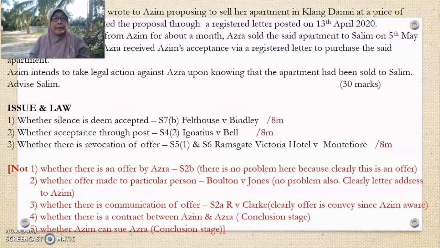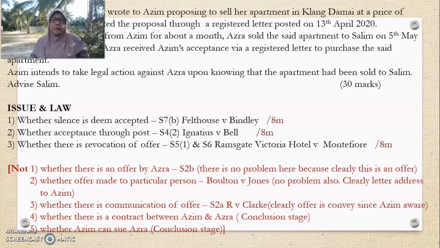The first one is whether silence is deemed as a good acceptance. To discuss this issue, I am going to use Section 7B of the Contracts Act, and the case law to back me up is Felthouse versus Bindley. The second issue is that acceptance can be done through post, and the statute I'm going to use is Section 4, Subsection 2 of the Contracts Act, and the case I'm going to rely on is Adams versus Lindsell. The third issue is whether there is revocation of offer. The statute I'm going to use is Section 5, Subsection 1, and Section 6 of the Contracts Act. And the case I'm going to rely on is Ramsgate Victoria Hotel versus Montefiore.